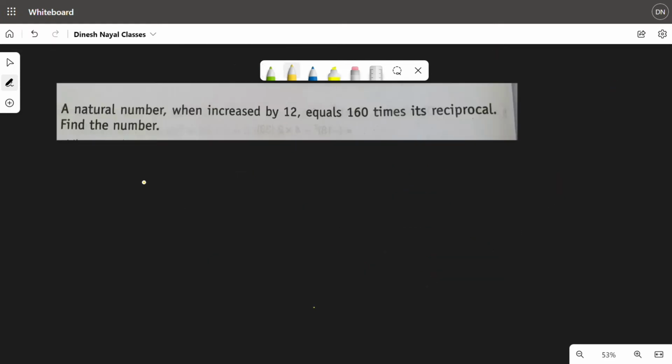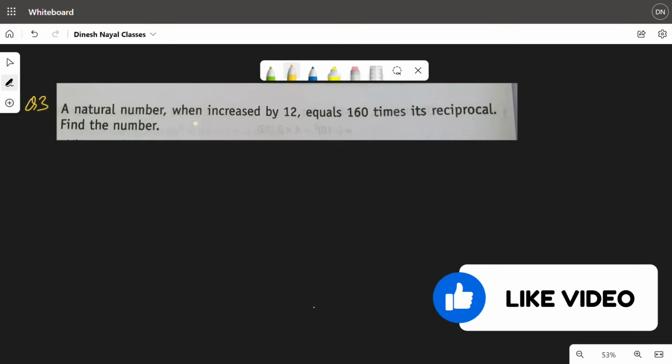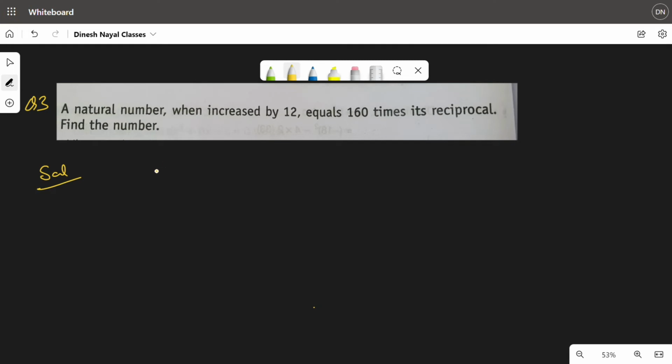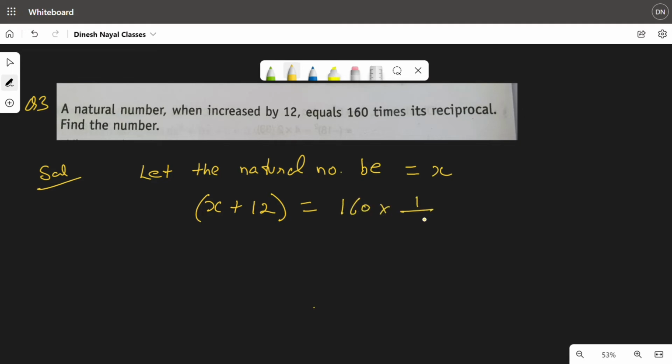Now, coming on to our question number 3. So this is question number 3. A natural number when increased by 12 equals 160 times its reciprocal. Find the number. So see, let x be the natural number. According to the given question, when increased by 12, that is x plus 12, that equals 160 times its reciprocal. That means 160 into 1 by x.